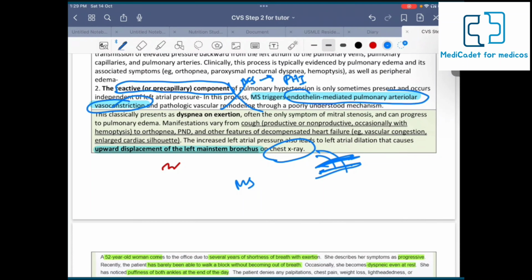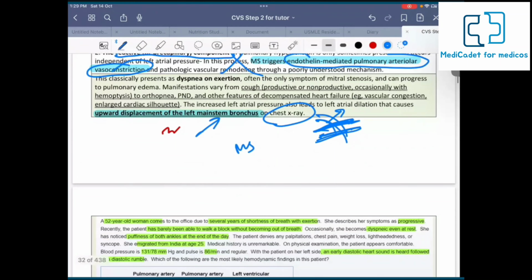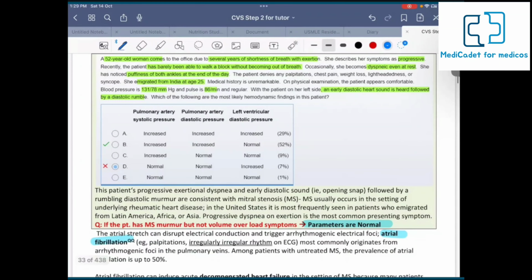And the pulmonary artery is going below the left main bronchus, right? So that can push the left main bronchus upwards in such cases. But I have never seen a question which mentions all these things. We'll move on to the next question.